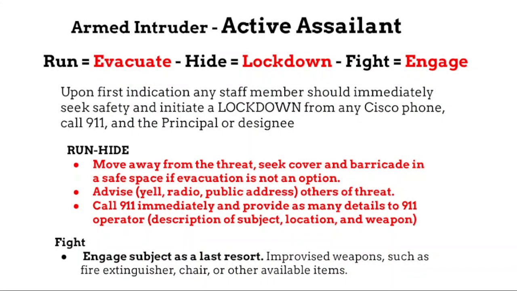Not all predators who want to commit harm in our buildings use a gun. Almost anything can be used as a weapon. This is why, through lessons learned, the term active shooter has evolved into active assailant. Upon first indication of an assailant, immediately seek safety and initiate a lockdown from your Cisco phone. The following video will explain what to do in case of an active assailant in the building.